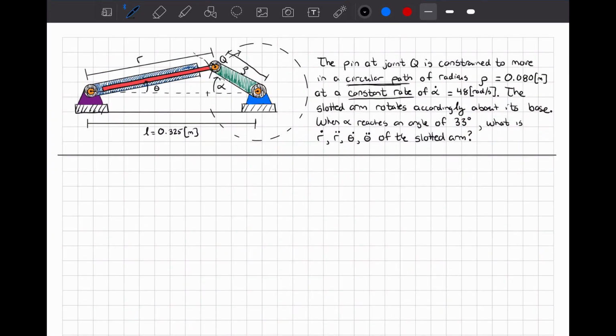Let's begin. The pin at joint Q is constrained to move in a circular path of radius rho equal to 0.08 meters at a constant rate of alpha dot equal to 48 radians per second. The slotted arm rotates accordingly about its base. Determine r dot, r double dot, and theta double dot of the slotted arm when alpha reaches an angle of 33 degrees. So given this problem, I can expect to use the polar coordinate system.